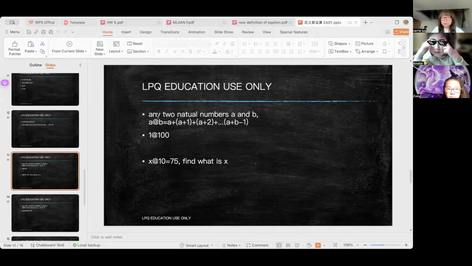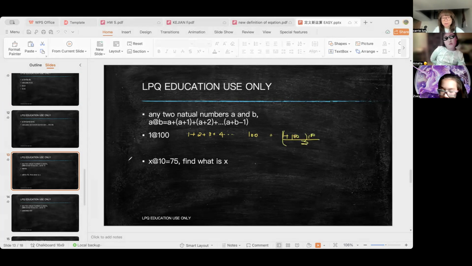Okay, so let's take a look at this one. 所以我们先来看 1 at 100. So obviously it's 1 plus 2 plus 3 plus 4 plus all the way to what? 100, 对不对？就跟前面那个一样。So it's 1 plus 100 times 100 divided by 2.